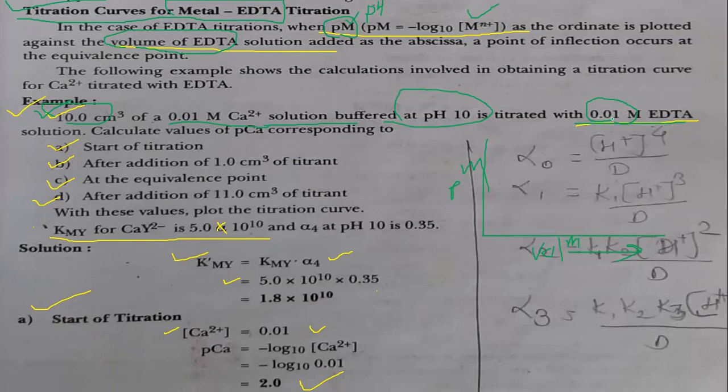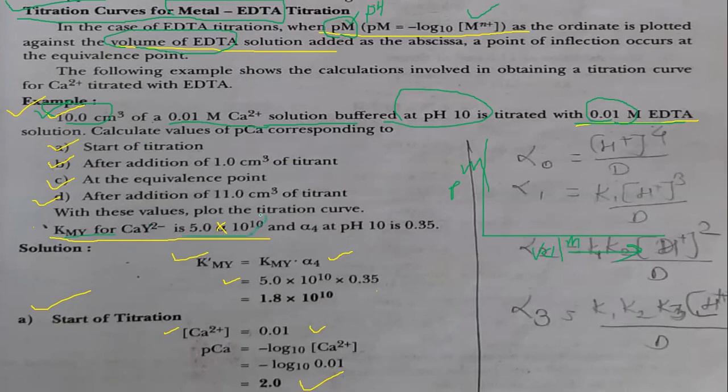These are the volumes of EDTA which you are adding from the burette to the conical flask, in which your analyte is present. What is the analyte? Here the analyte is the calcium 2 plus ion, right? So we'll see all the values at the respective additions, and those values of PCA we are going to consider to plot the graph.